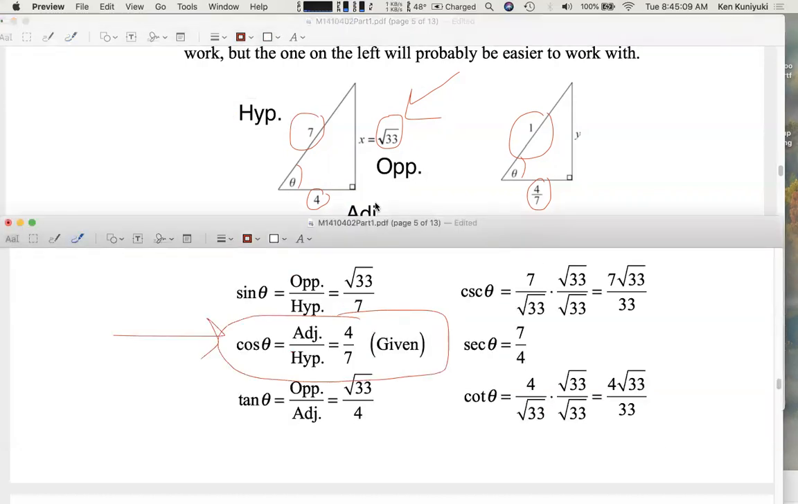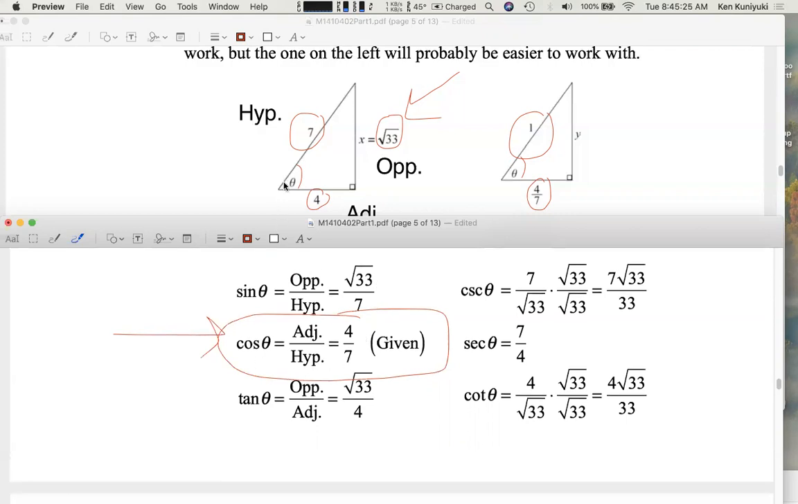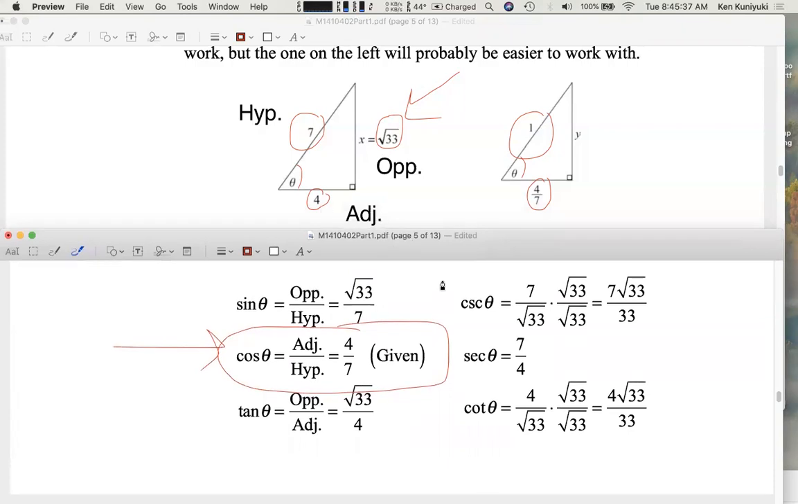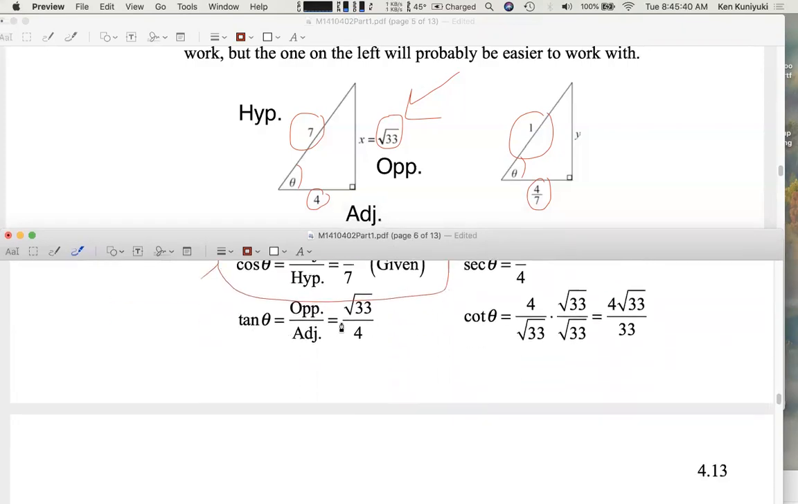Sine of theta is opposite over hypotenuse. It's root 33 over 7, and that's simplified. You may notice this is less than 1. Root 33 is less than 6. Cosine of theta is 4/7. We made it so. Tangent of theta, SOHCAHTOA. Tangent of theta is TOA, opposite over adjacent. Opposite is root 33. Adjacent is 4. Tangent of theta is root 33 over 4, and that's simplified.